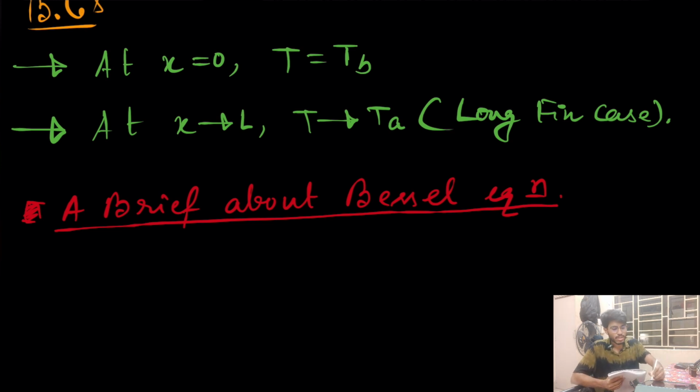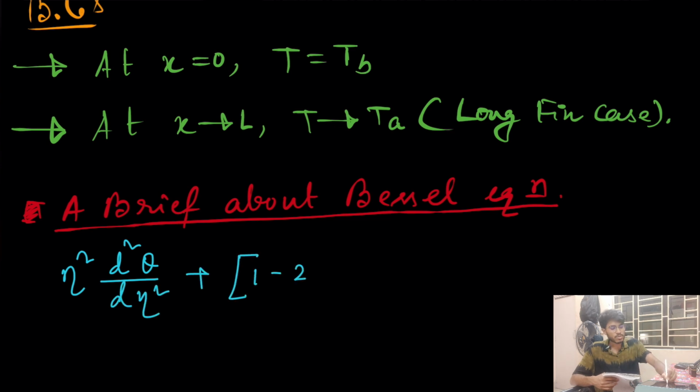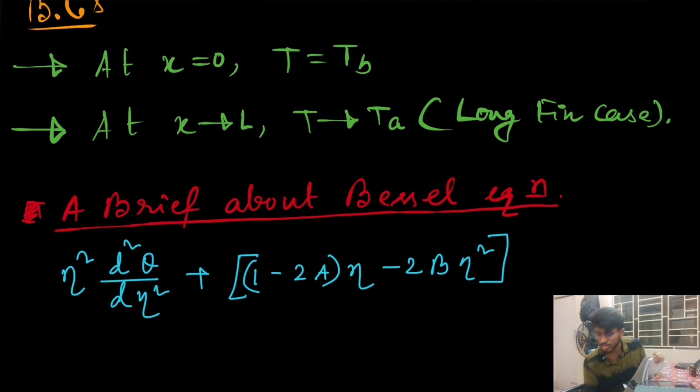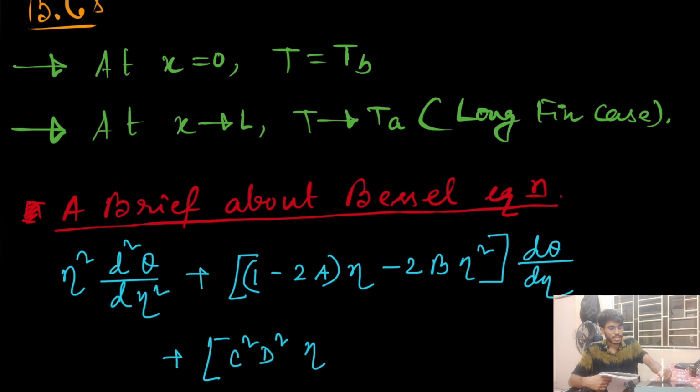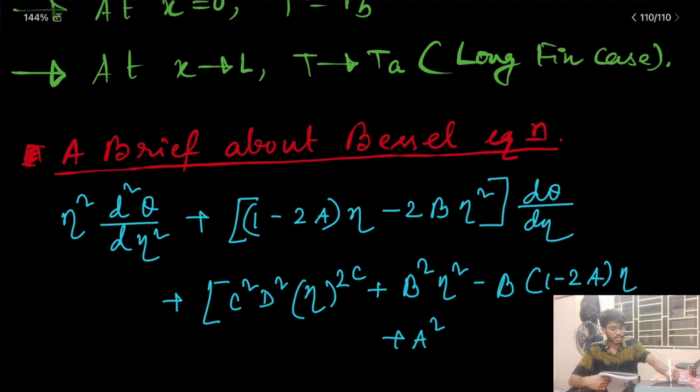Okay, so the Bessel equation general form is, we have here eta square d 2 theta d eta 2 plus 1 minus 2a eta d theta d eta plus c square d square eta to the power 2c plus b square eta square minus b to 1 minus 2a eta plus a square minus c square, and this is n square, not eta, this is n square into theta is equal to 0.